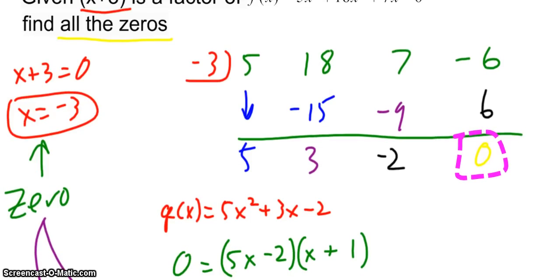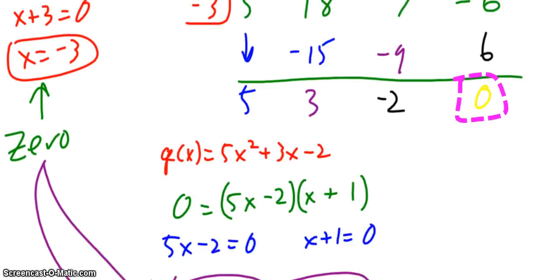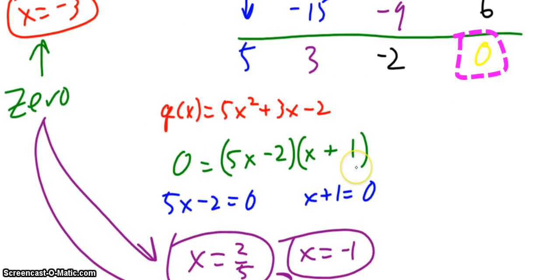Now, my quotient is q of x equals 5x squared plus 3x minus 2. But that's not the answer to the problem because, again, what did the problem ask us for? It asked us for all of the zeros. So find the zeros. Set the quotient equal to 0. This conveniently factors into 5x minus 2 and x plus 1. Set each of those equal to 0, and I get the remaining zeros of x equals 2/5 and x equals -1. Also, don't forget about x equals -3 is a 0. That is part of your answer. You will lose points on a test or a quiz if you don't write all of the zeros, if that's what the question asks for.